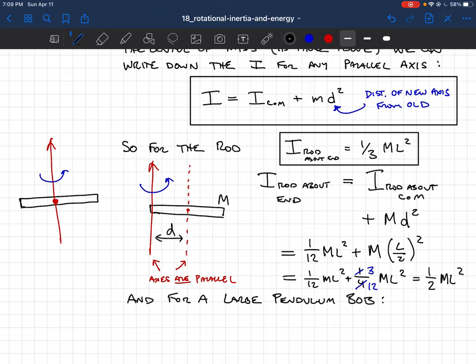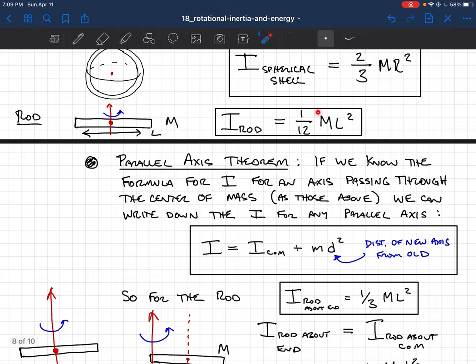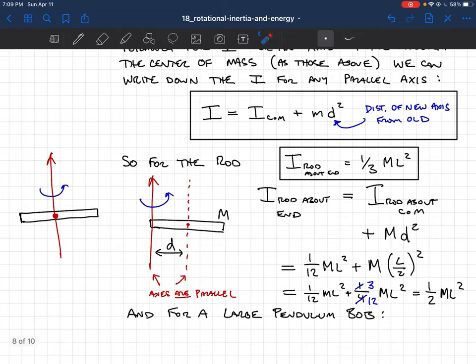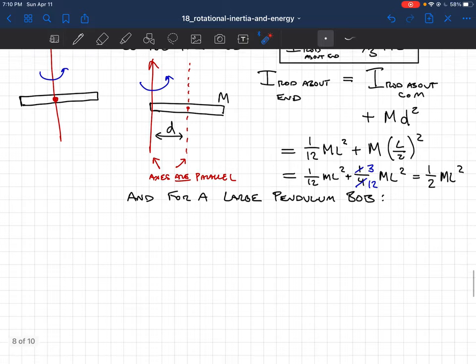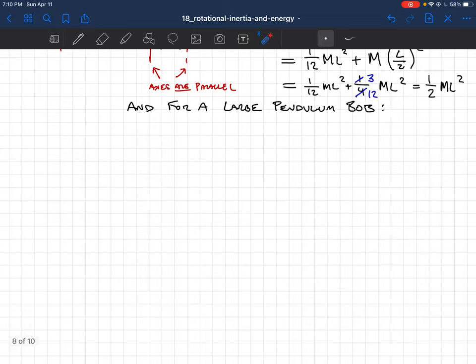So you can find the moment of inertia of a rod about its end, knowing what its value is about its center of mass. And as you can see from comparing these two results here, 1/12 is smaller than 1/3. So it makes sense that this thing has a smaller moment of inertia than this one. This one will be harder to rotate. Let's do one more example for the parallel axis theorem.